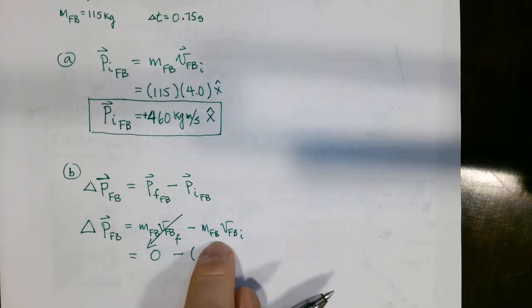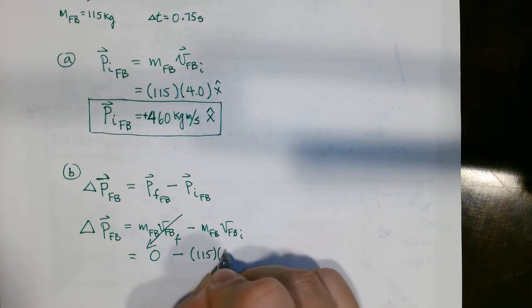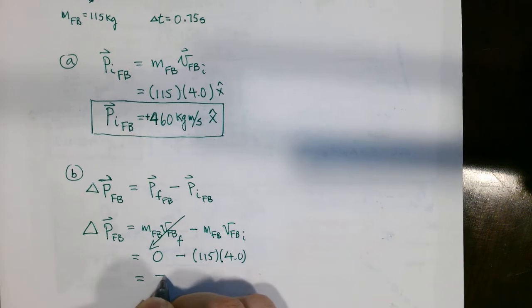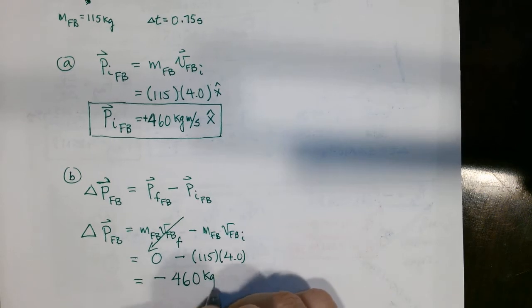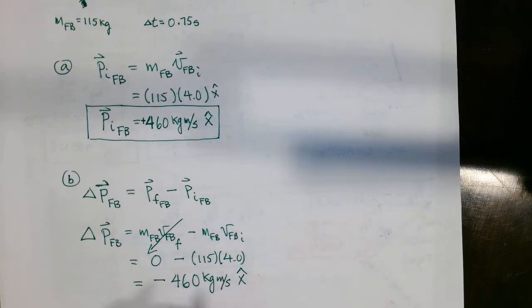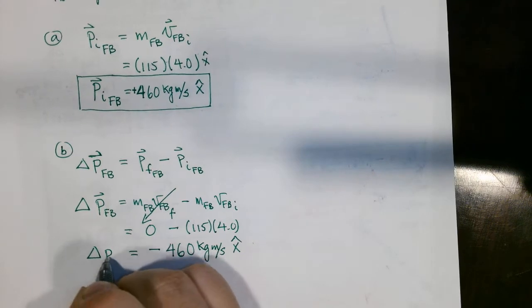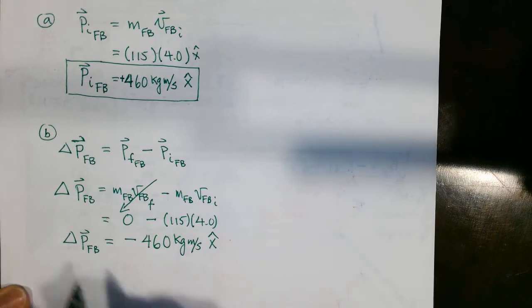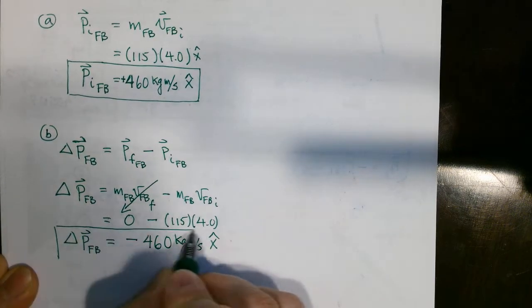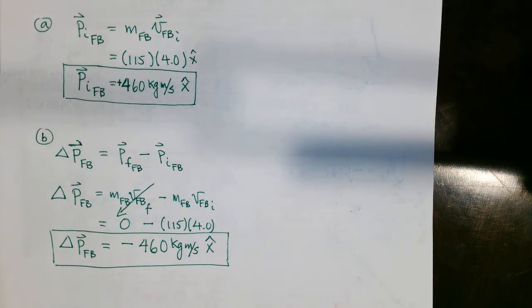Therefore, this whole term just goes to 0, minus, and we already know what this value is, but we'll still write it down here. Therefore, I get negative 460 kilograms times meters per second x hat. And that makes perfect sense because it has to be acting this way to stop the fullback. So the change in momentum is in the negative x direction, which makes perfect sense.